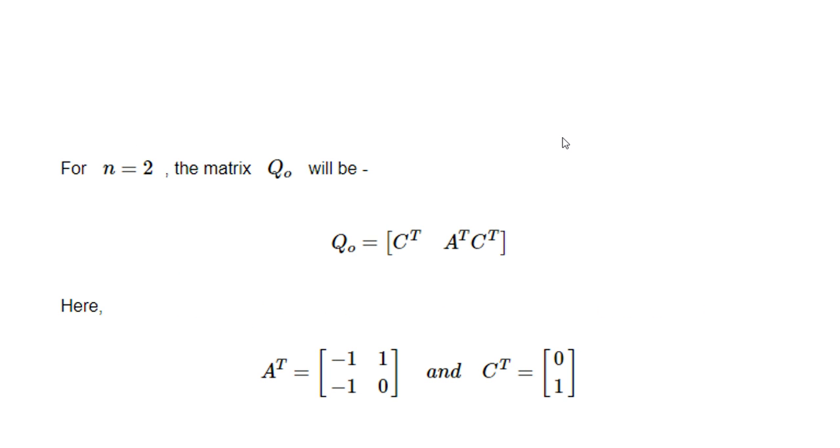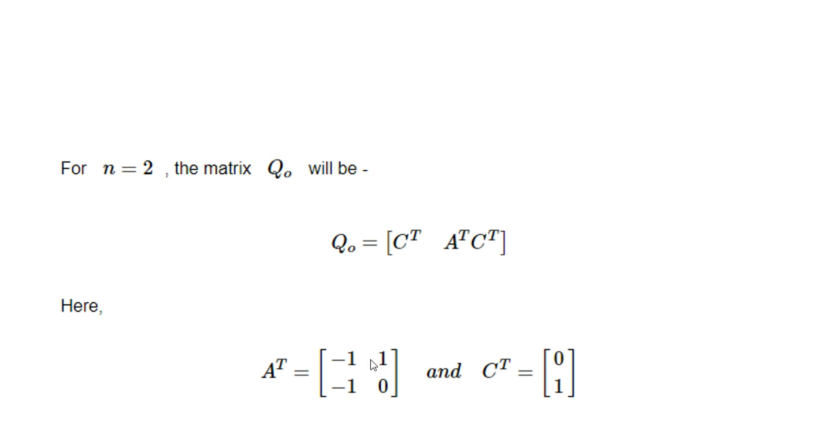Now we have to calculate this, and after that we have to find the determinant of the matrix, and then our job will be simple. Here Q out is equal to CT, then AT CT. CT is already there, we have converted that. Let's find AT CT. That means we have to multiply this matrix with this one. Now let us multiply this.